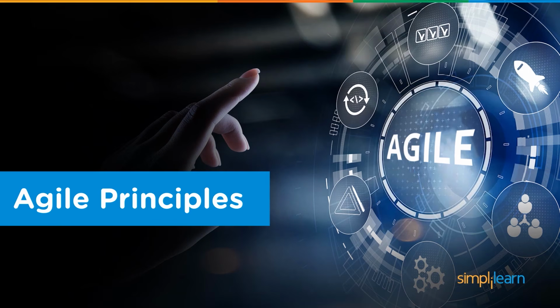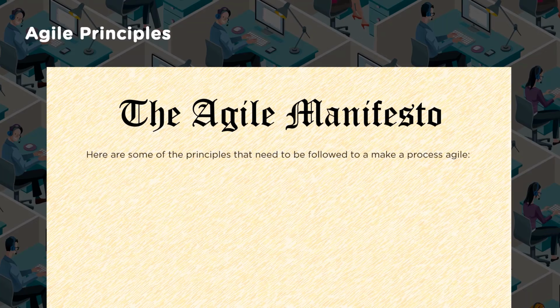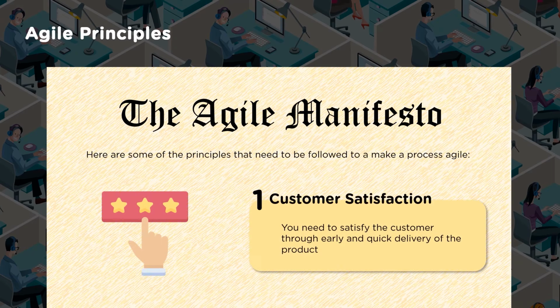Now let us look at what are those 12 principles, the Agile principles. So here are some of the principles that need to be followed to make a process agile. The first principle is about customer satisfaction. One needs to satisfy the customer through early and quick delivery of the product.